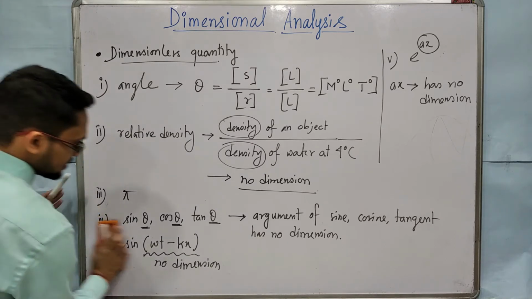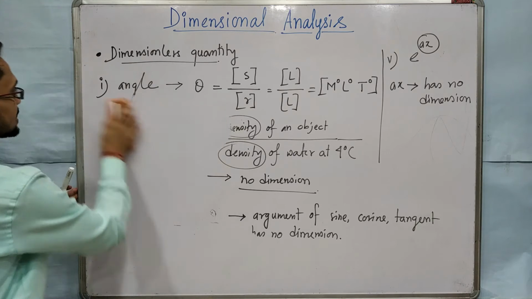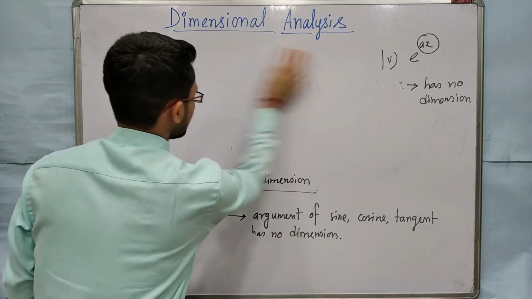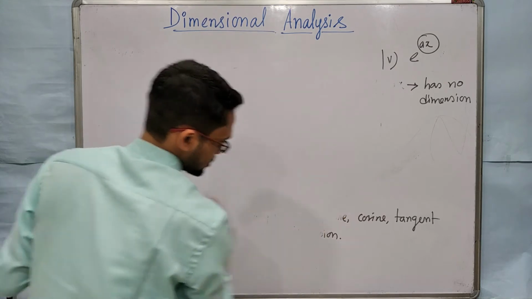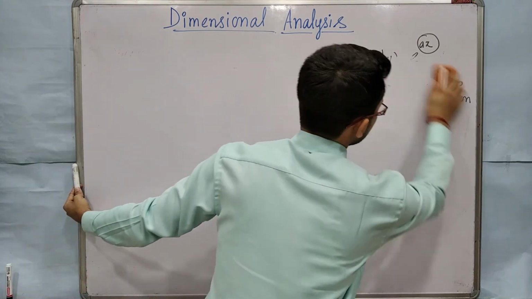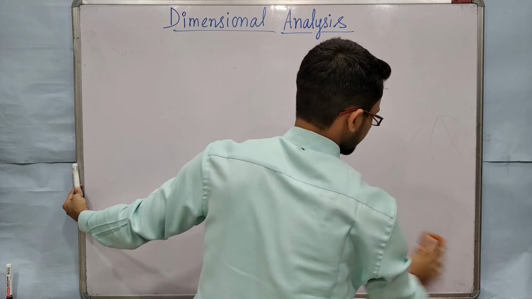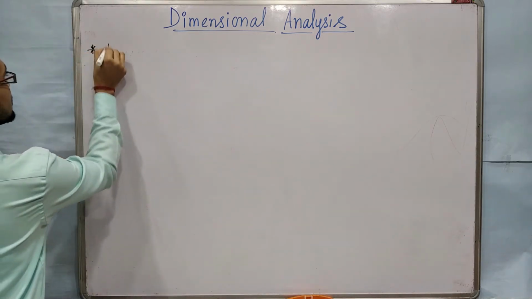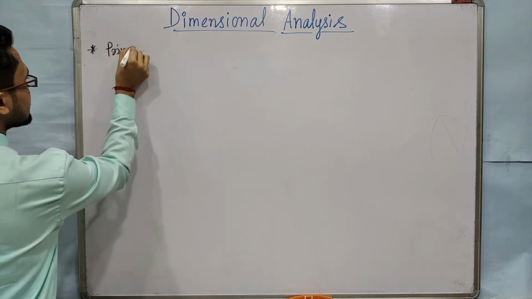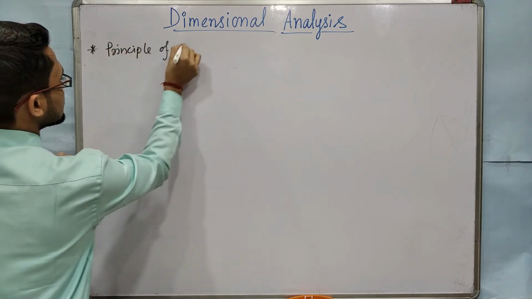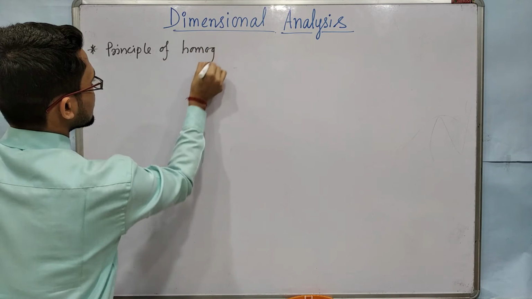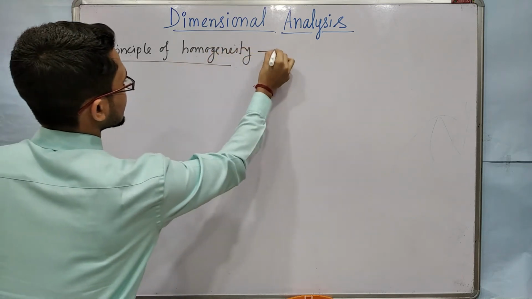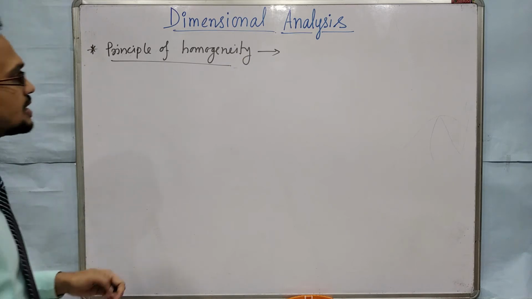Next, we are entering into dimensional analysis now. Before starting dimensional analysis, there is a principle, that is the principle of homogeneity. What does the principle of homogeneity tell?